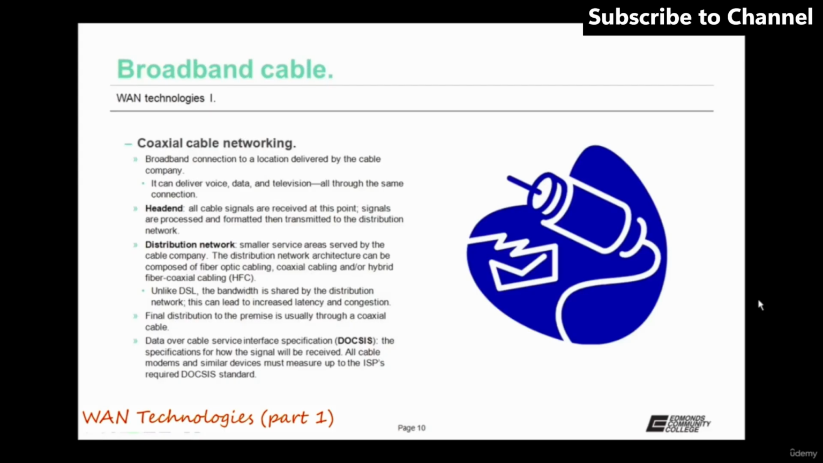The other thing that you need to know about broadband cable is that all cable modems and similar devices must measure up to the ISP's required data over cable service interface specification, or DOCSIS specification. If it doesn't measure up, you're not going to achieve the speeds that you expect.